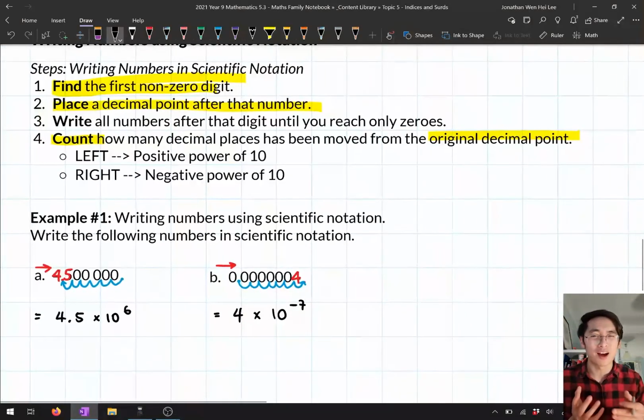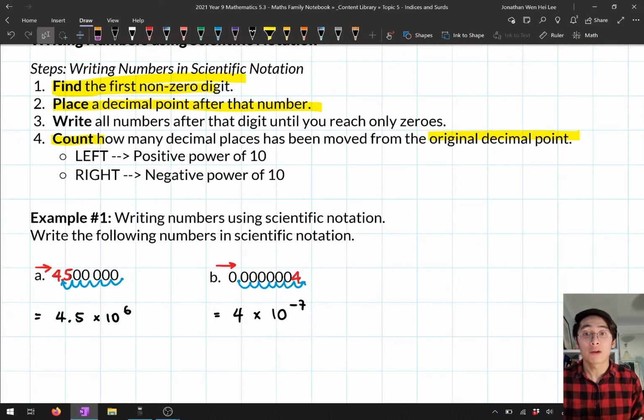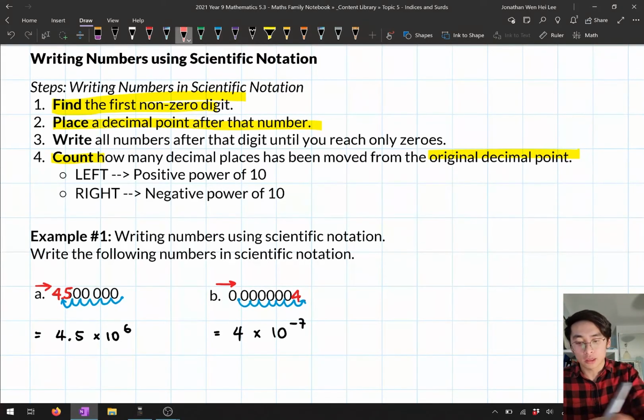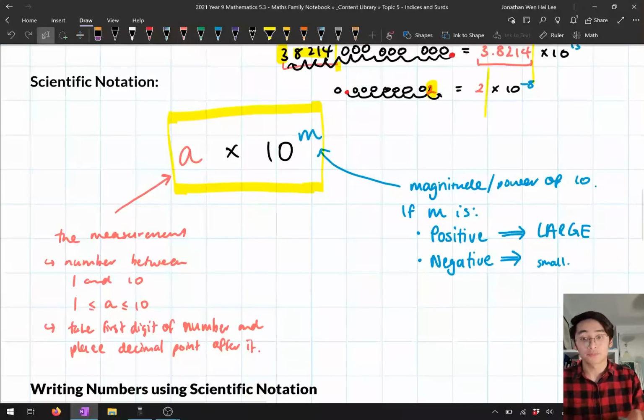What we want to do is first start off by going from left to right, and we find the first non-zero digit. After that, we put a decimal point after it, and then we include all the digits after that point until we reach zeros. And by doing these first 3 steps, we actually figure out what the value of A is in my scientific notation here.